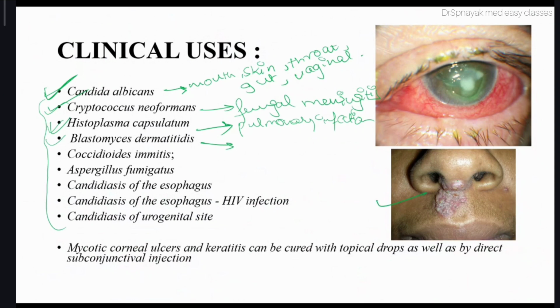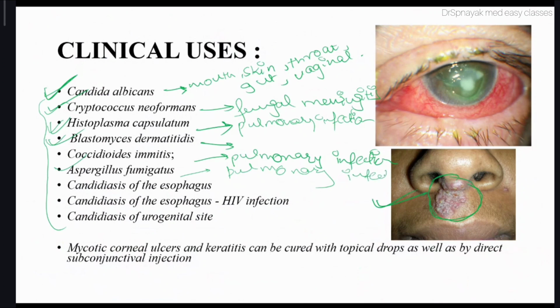As we can see in this image, Blastomyces dermatitidis causes certain cutaneous lesions. So amphotericin B becomes a drug of choice for such cutaneous skin infections. Then we have Coccidioides immitis, which also causes pulmonary infections. Then we have Aspergillus fumigatus, which is responsible for causing certain pulmonary Aspergillus infections.